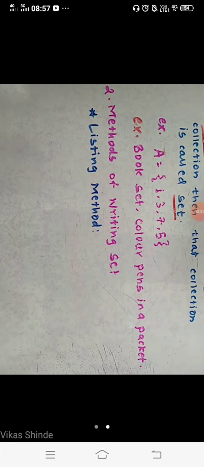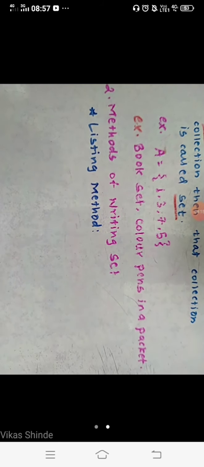In this method, we write all the elements of a set in a curly bracket. Each of the elements is written only once and separated by commas. The order of an element is not important, but it is necessary to write all the elements of the set. Once again, I am repeating all the rules here. We have to write all the elements in a curly bracket. Each of the elements is written only once and separated by commas. And the order of the elements is not important, but it is necessary to write all the elements.